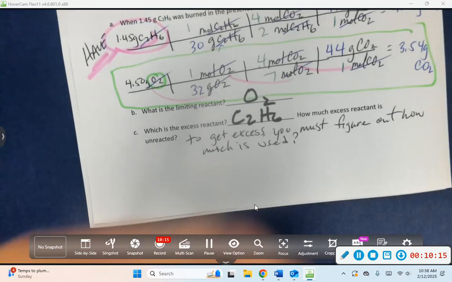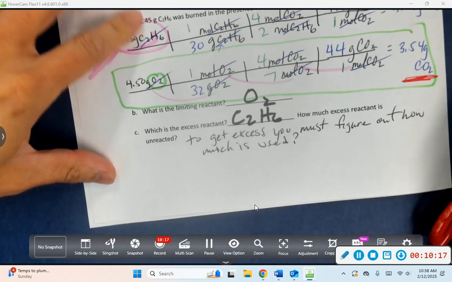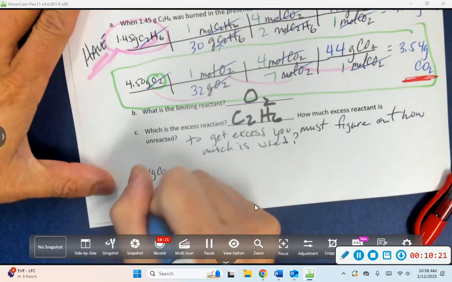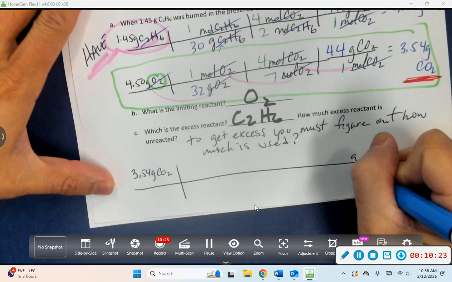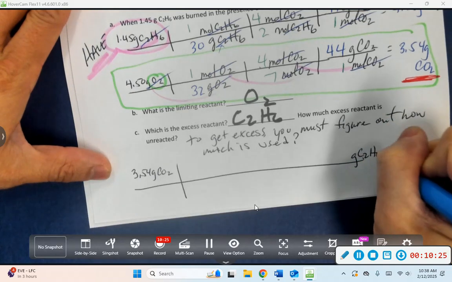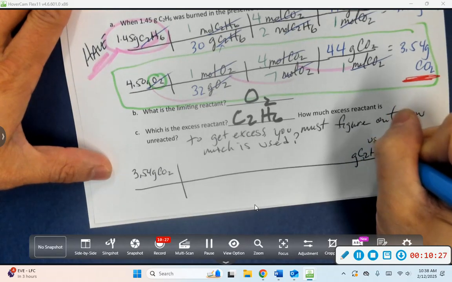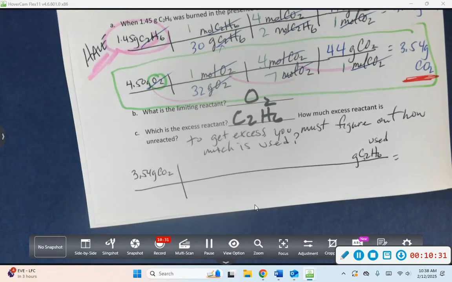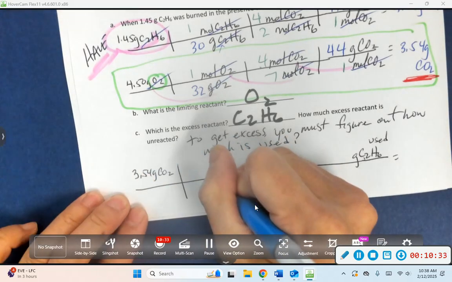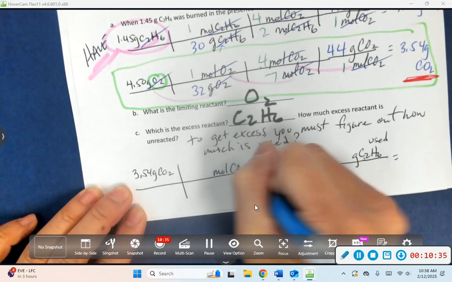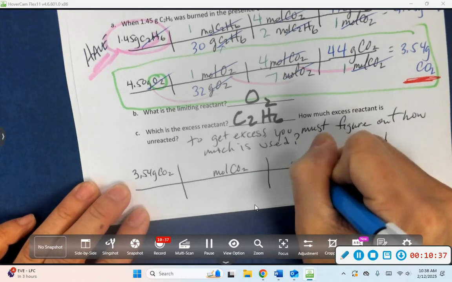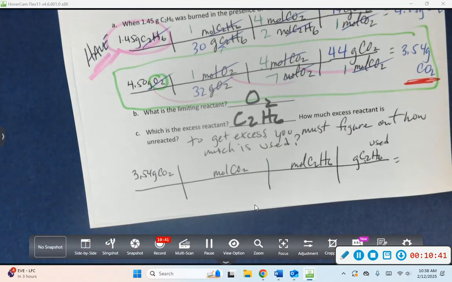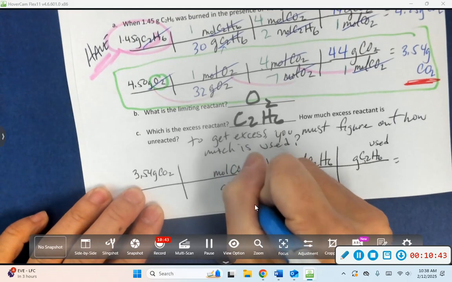So this is challenging. We produce that much, so we start with that: 3.54 grams of CO2. We need to figure out how many grams of C2H6 is used. How much is used, and then when we subtract it from what we have, we'll get the answer. So grams of CO2, moles of CO2, another grid along this over and over again, and then mole of C2H6. Get the units down here, mole of CO2.